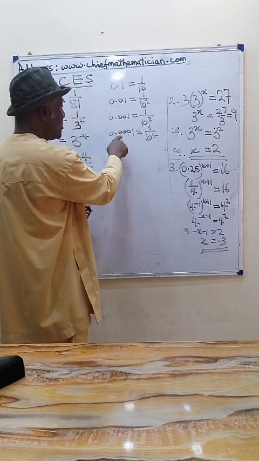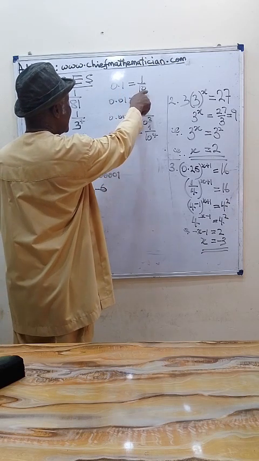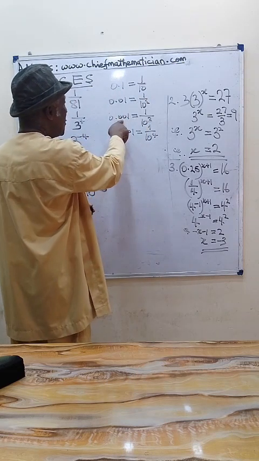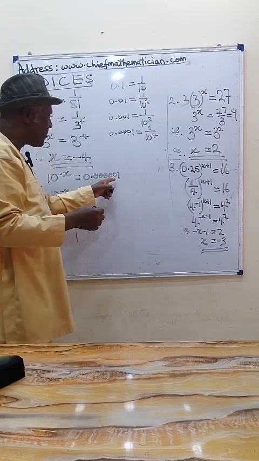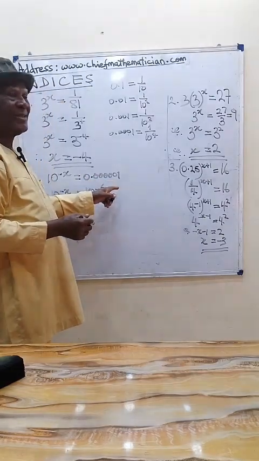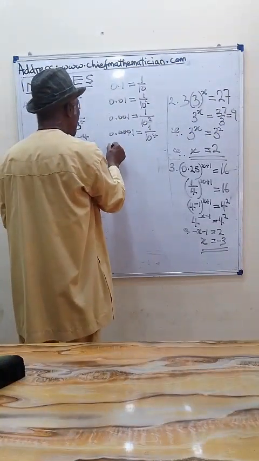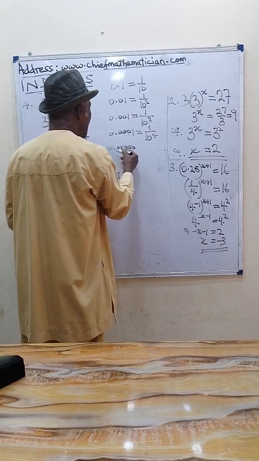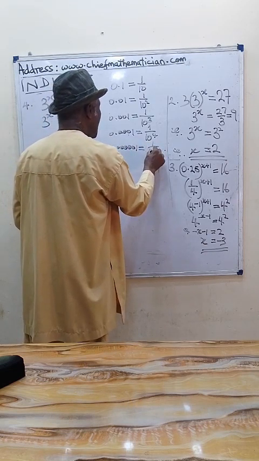Take note, when you have no zero, it is 10. 1 zero, 10 to the power 2. 2 zeros, 10 to the power 3. 3 zeros, 10 to the power 4. So if you have 5 zeros, what will you get? 10 to the power 6. 0.000001 will therefore be equal to 1 over 10 to the power 6.